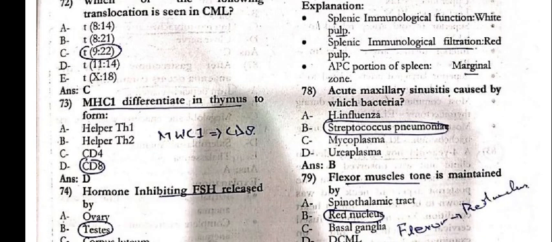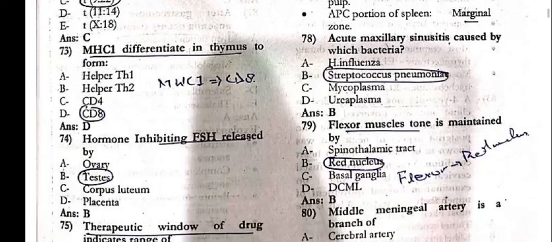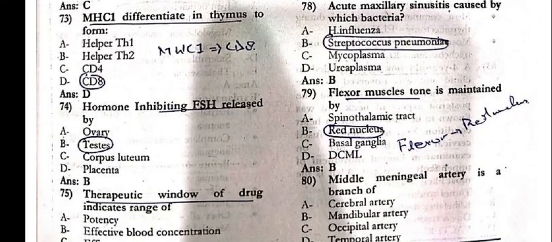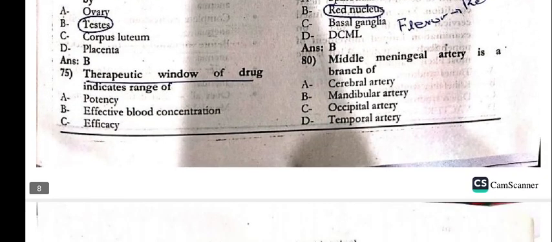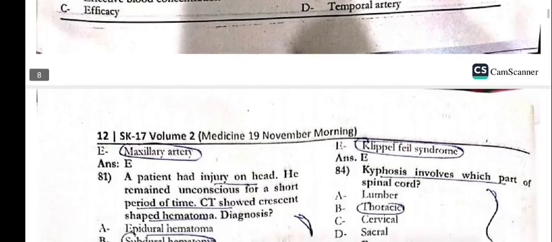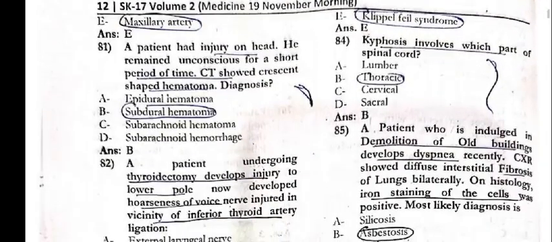Next, 78, acute maxillary sinusitis is caused by which bacteria? There is Streptococcus pneumoniae. 79, the flexor muscle tone is maintained by the red nucleus. Next, the middle meningeal artery is a branch of the maxillary artery. The patient had an injury on the head. He remained unconscious for a short period of time. CT showed a crescent shape hematoma.